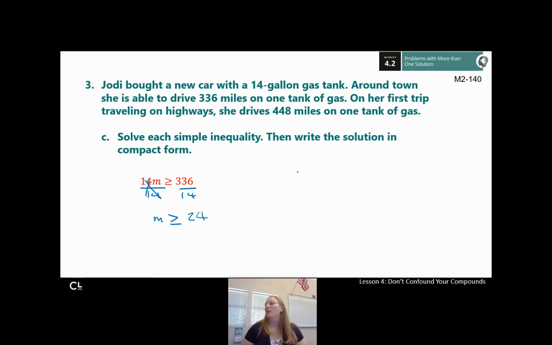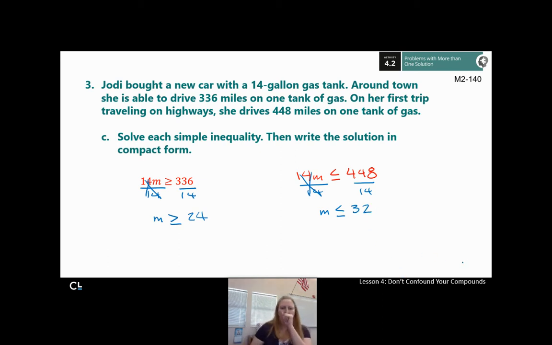Our other inequality. What was our other inequality? 14m is less than or equal to 448. So again, divide both sides by 14. And because it's positive, I don't have to worry about flipping inequalities or anything weird like that. So that's nice. So I get m is less than or equal to, calculator time, 448 divided by 14 gives me 32.